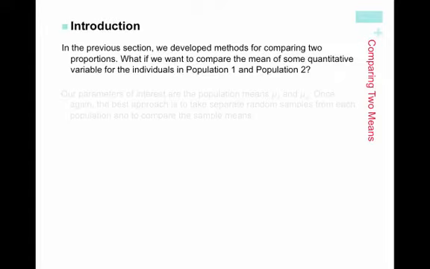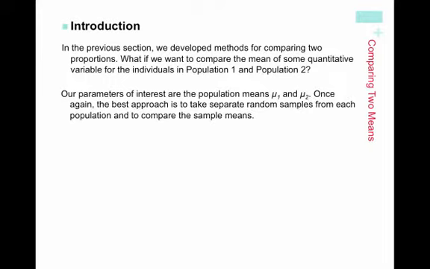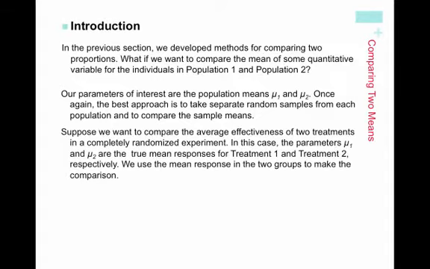But what if we want to compare the mean? And I bet you saw this coming based off of the last several chapters. We did proportions and then means, proportions and means, and that's what we've been doing. So if our parameters of interest have mean 1, mean 2, mu1, mu2, the best approach is, again, to take separate random samples from each population and compare those sample means.